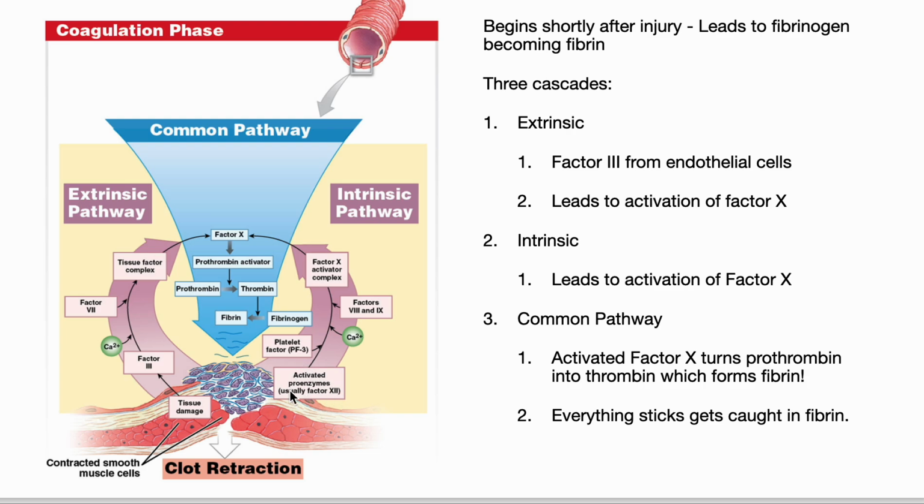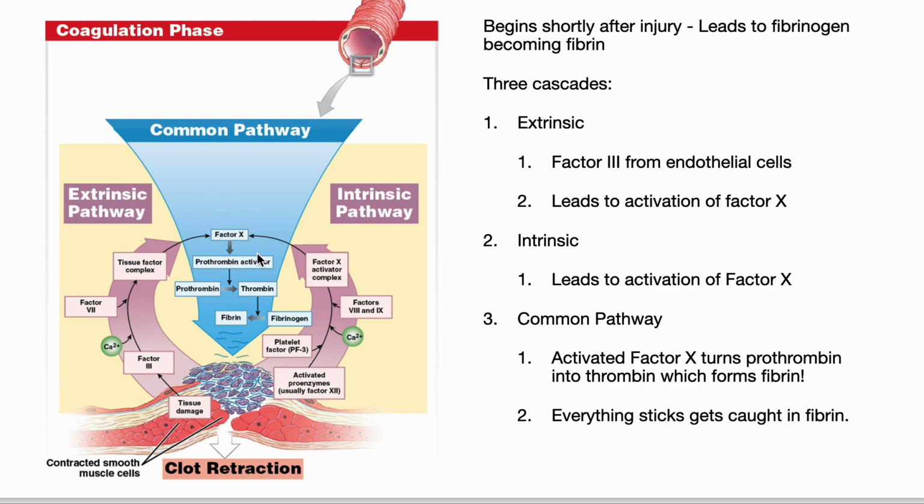On the intrinsic side, we have a whole lot of things going on, but again, we are going to have factors released from platelets, and along with calcium, in combination with factors 8 and 9, that will lead to the formation of the factor 10 activator complex, which will result in the activation of factor X. So we have a second pathway that, due to chemical signals being released from the injury site, we activate factor X. That's the intrinsic pathway. And then the final pathway is the common pathway.